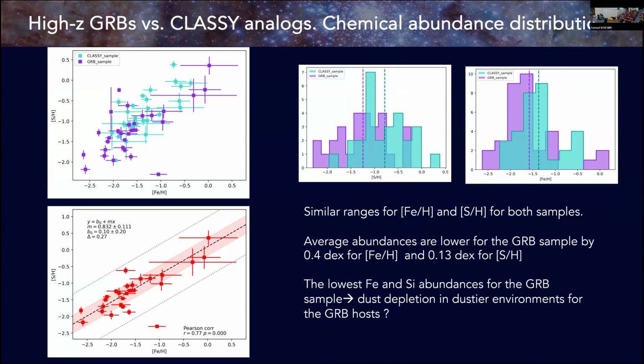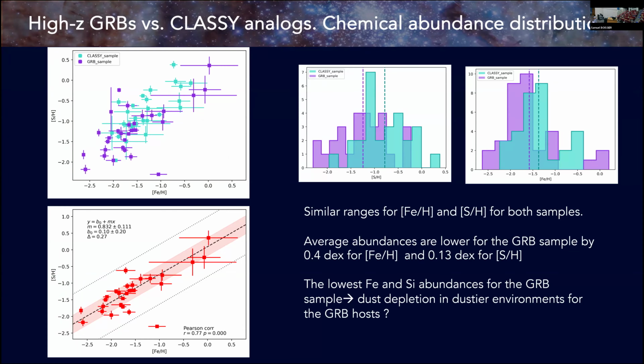Okay, so now that we have comparable samples, we extract from the literature, and we also measure, some of the column densities for some elements that we can compare in both samples.